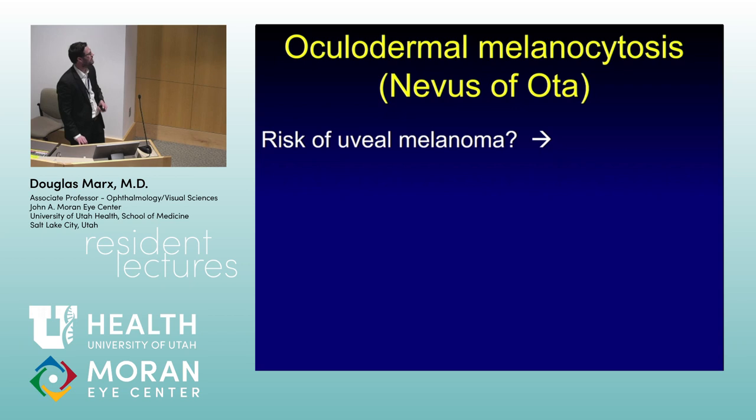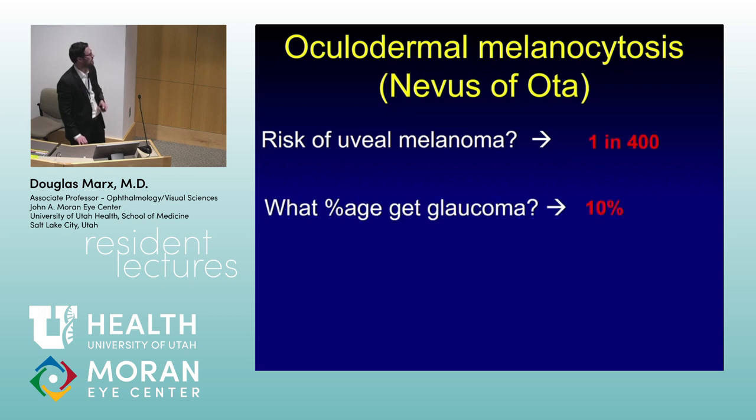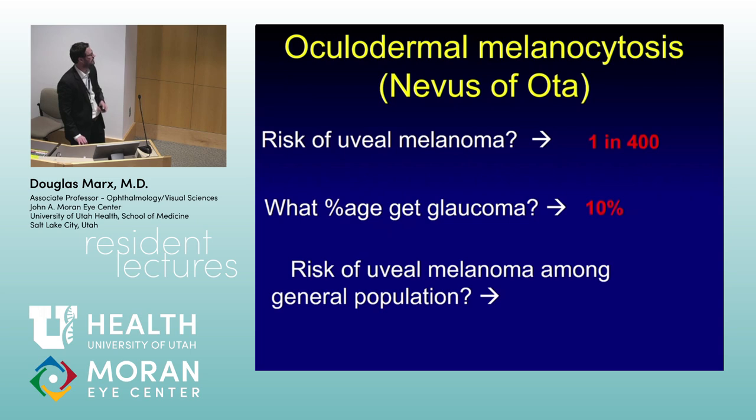Is ODA, risk of uveal melanoma, 1 in 400. What percentage get glaucoma? 10. Risk of uveal melanoma, 6 in a million.